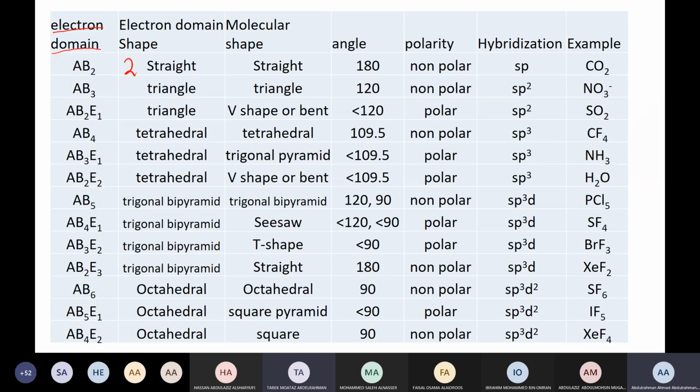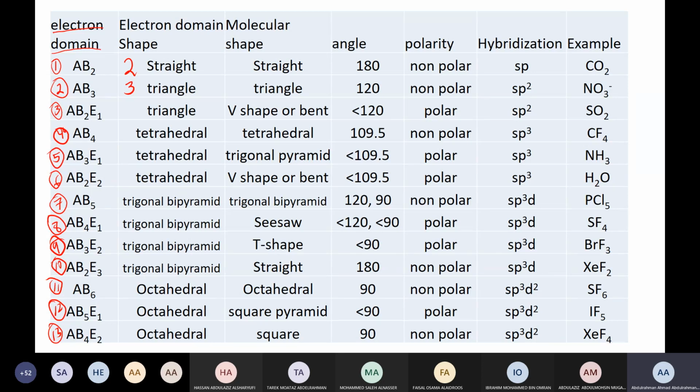2. So what will be the shape? Linear. Linear or straight? Linear, no problem. Okay, what's the electron domain in the second? I'll put numbers here: 1, 2, 3, 4, 5, 6, 7, 8, 9, 10, 11, 12, 13. What's the electron domain in 2? Trigonal, 3. AB3. Oh yes, I wrote triangle. I will change it today and make it trigonal planar. It's a much better word, trigonal planar.